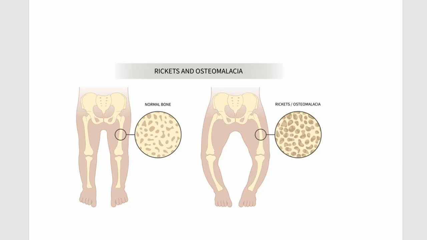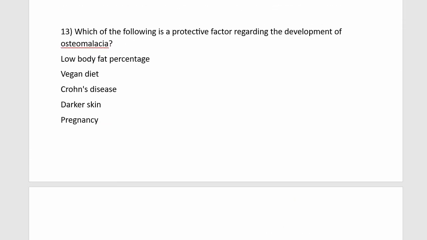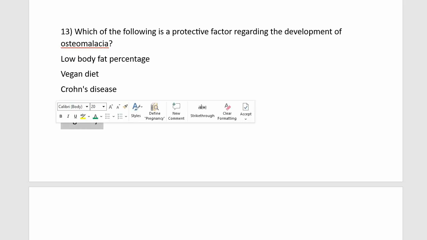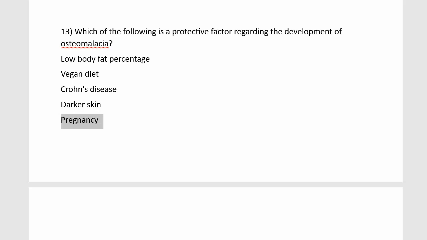So knowing that this is mostly caused by vitamin D, we can start to logically work through our potential answers here. So pregnancy. Pregnancy is going to raise our vitamin D requirements. Obviously, we have another life form inside of us that's also going to need it. So this is going to increase our risk of developing osteomalacia because we're going to need more vitamin D in order for both of us to function.